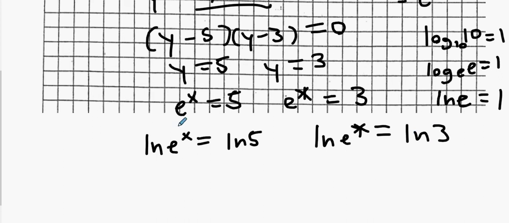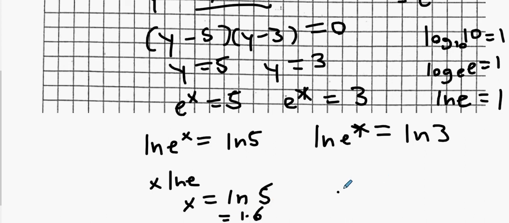What happens to the x? It's in power mode, so what happens to the power? And what is x ln e? What's ln e? We already discussed this earlier. 1. So x equals ln 5, which is 1.6, is it? And x equals ln 3. And what's ln 3? 1.098. Alright, gents.